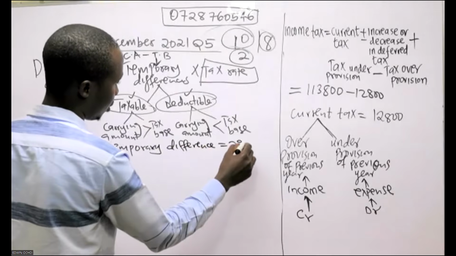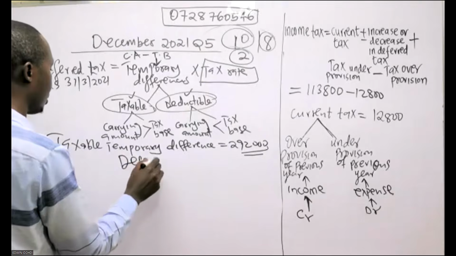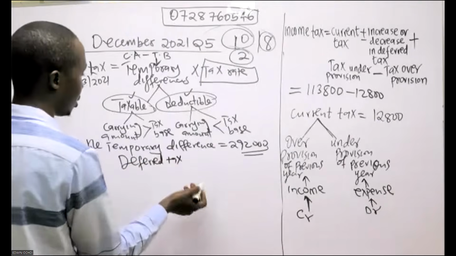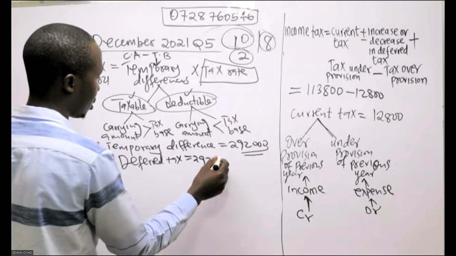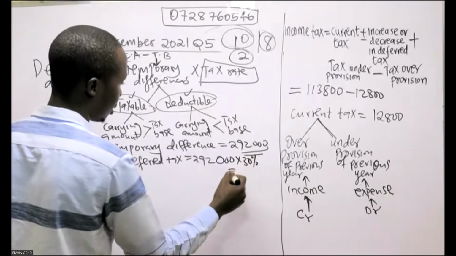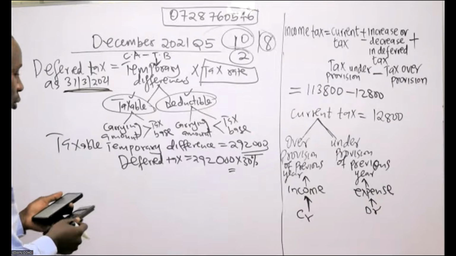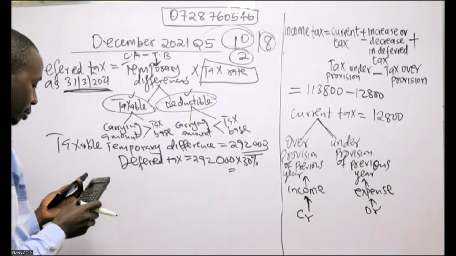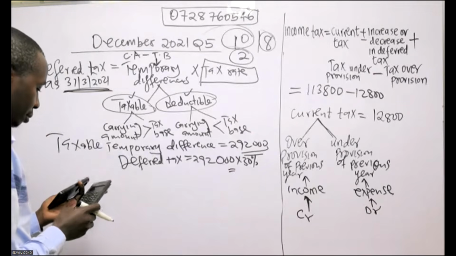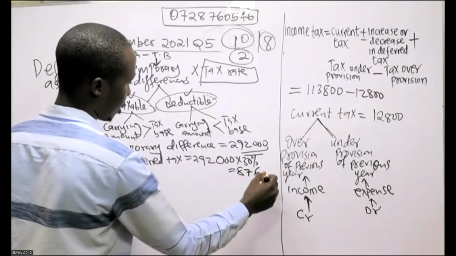Which is 292,000. So now to get the deferred tax, we do what? We take 292,000 times 30%. That is the rate. So the deferred tax as at 31st March 2021 is 87,600.